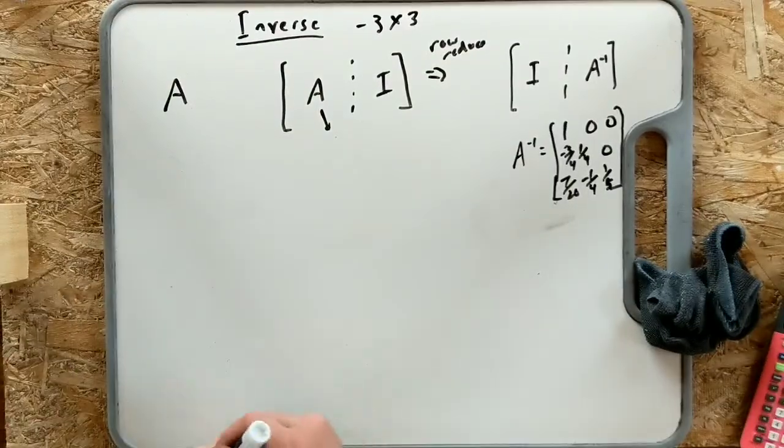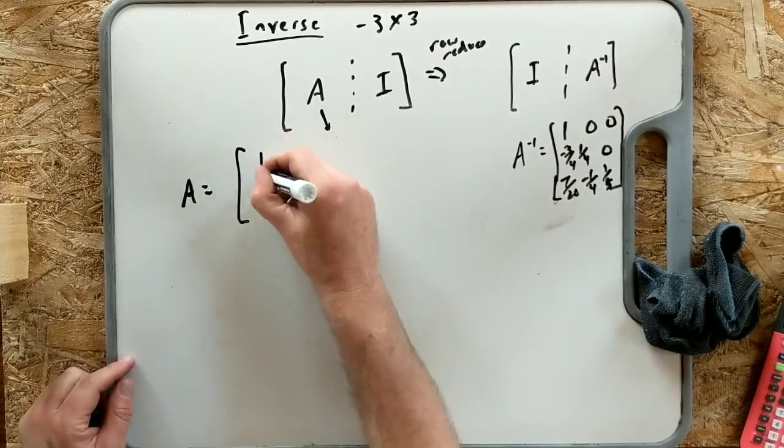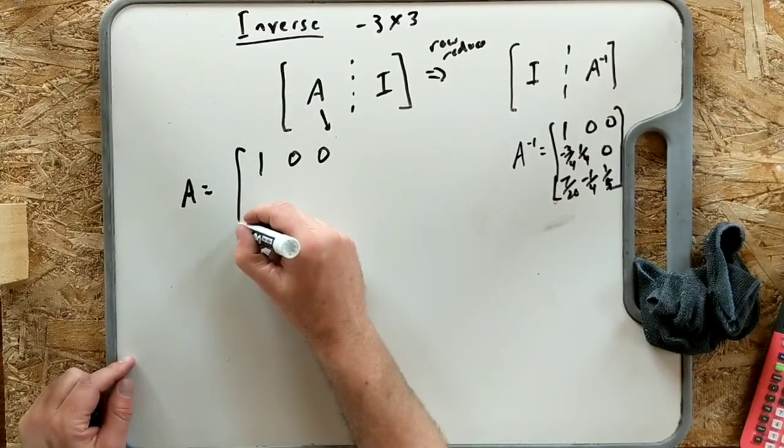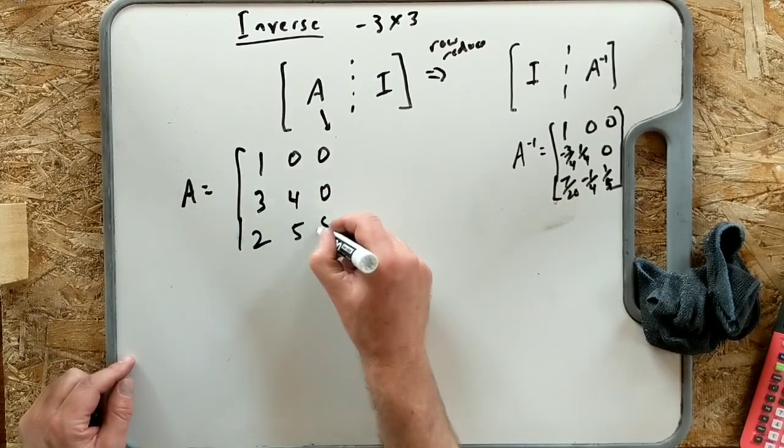Okay, I forgot my original matrix, which isn't good. I'll write it down again. 1, 0, 0, 3, 4, 0, 2, 5, 5.